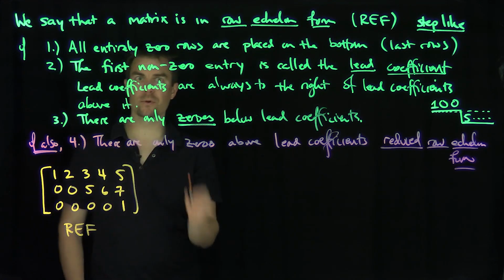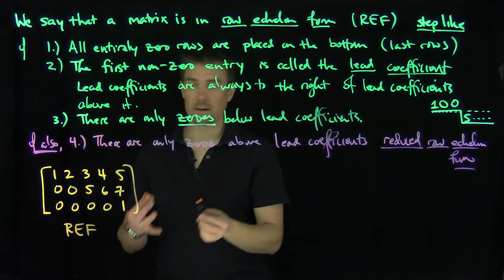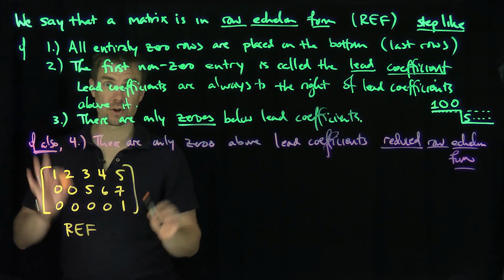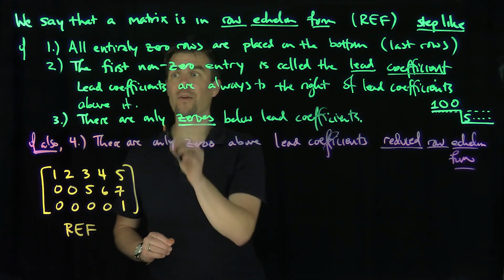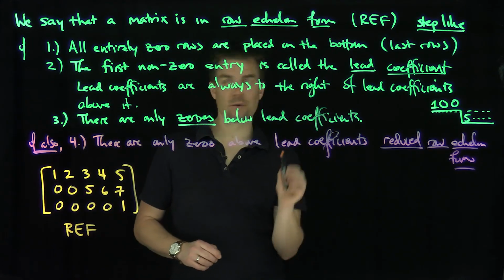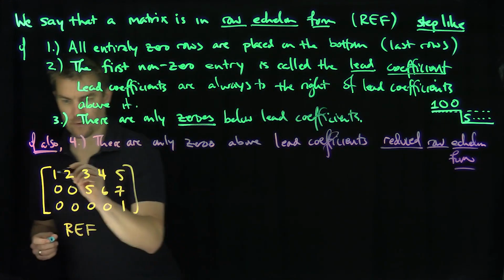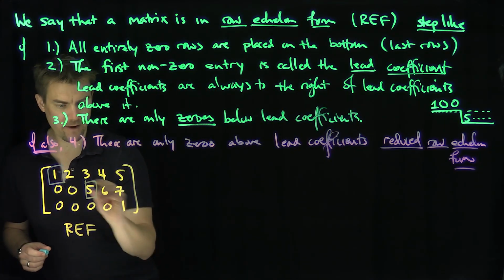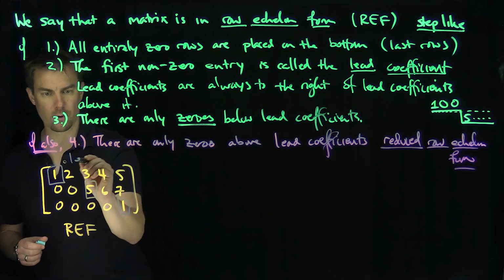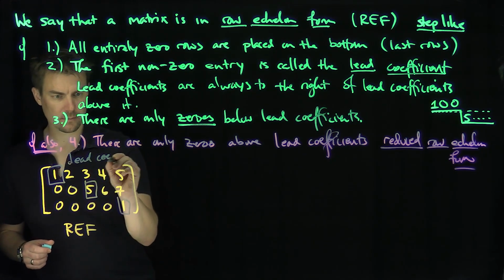Let's check all the conditions. Well, first of all, there are no rows that are entirely zero, so there's nothing to worry about for that first condition. It's vacuously satisfied. It says the first non-zero entry is called the lead coefficient. So what are my lead coefficients over here? Let's circle them. So the lead coefficients over here are 1, 5, and 1. Those are the lead coefficients.